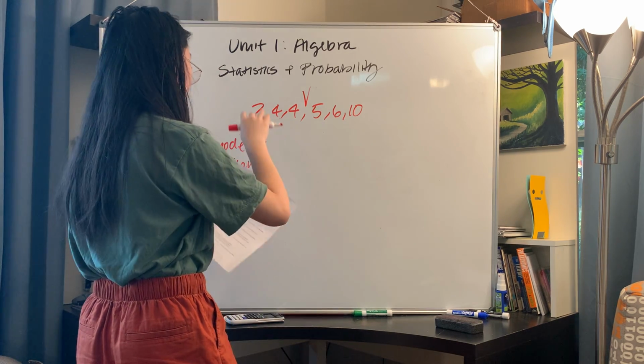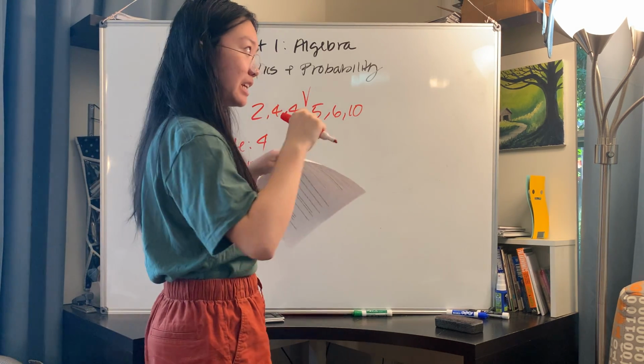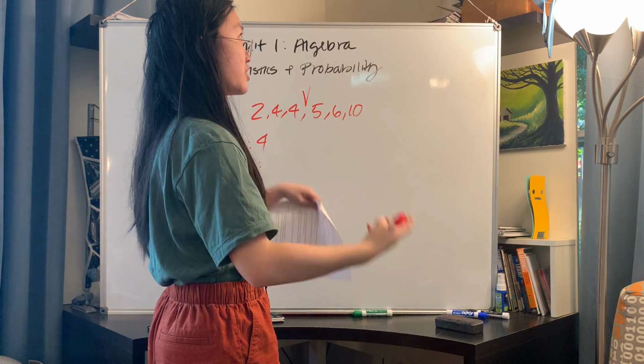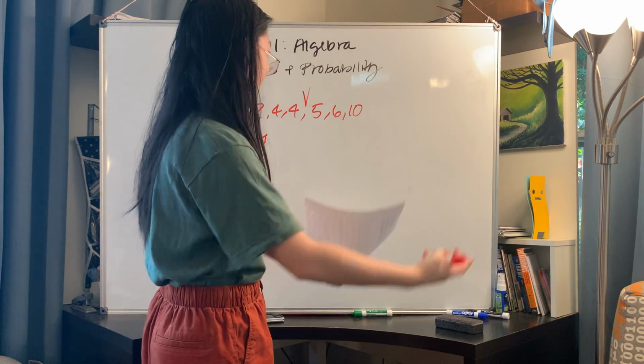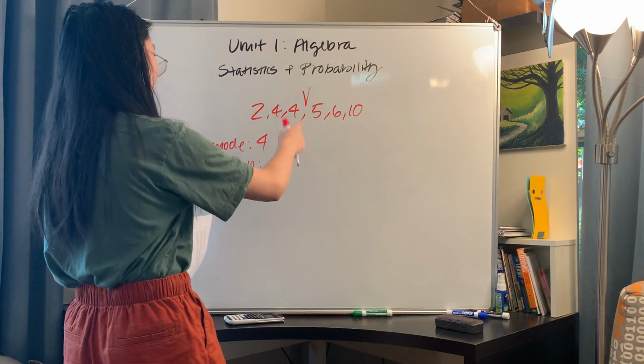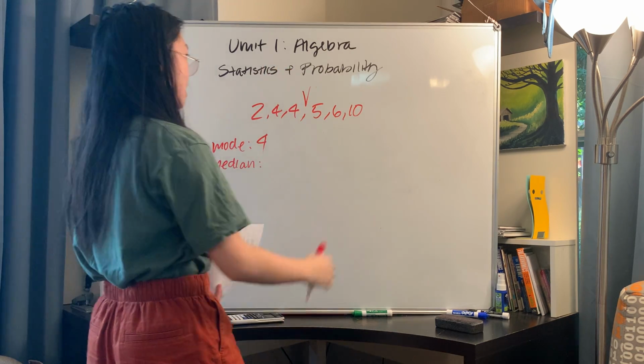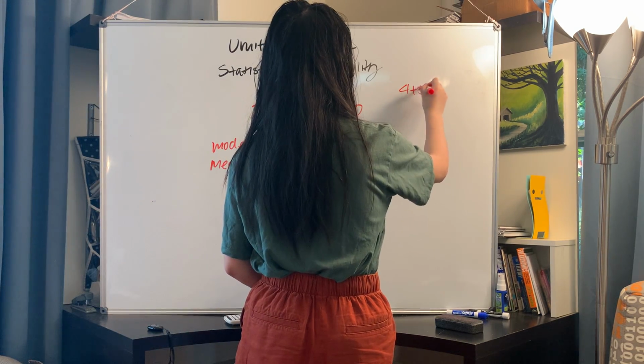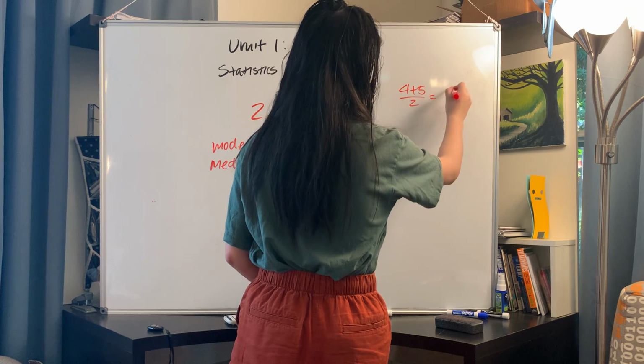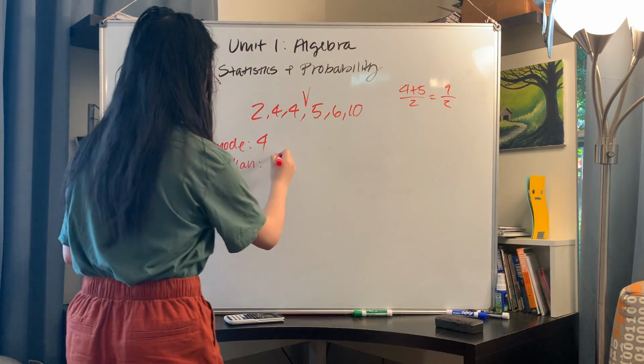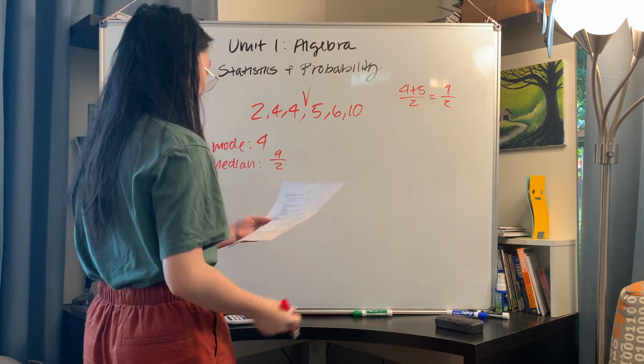If you're trying to find the median of an even set of numbers, so there's an even amount of numbers in the set, you find the mean of the two numbers in the middle. So that would be 4 plus 5 divided by 2, which is 9 over 2. So the median is 9 halves.